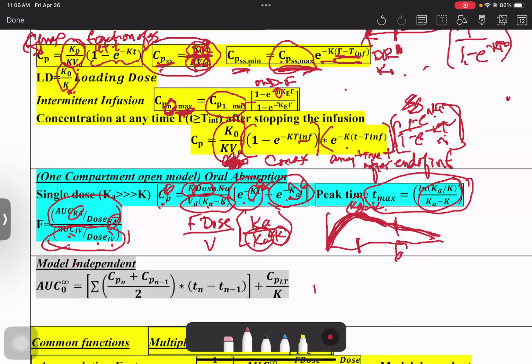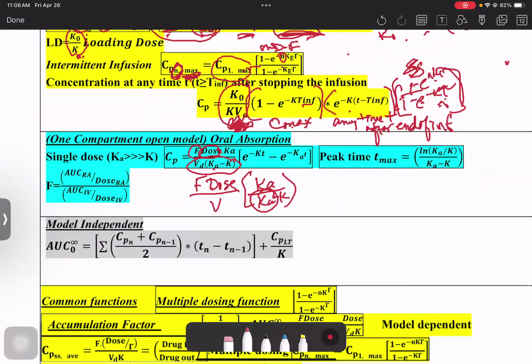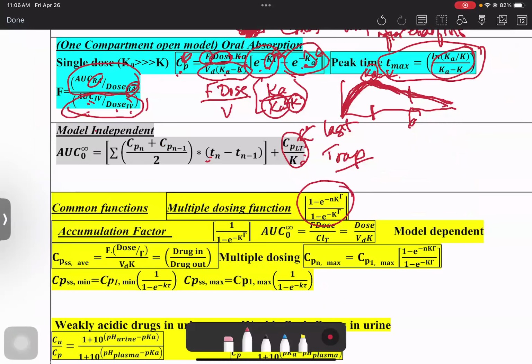This is actually a trapezoidal rule, right? So these are all the different trapezoids. And then this is just your last point divided by K, which we've already discussed. You already know the multiple dosing function. You know the accumulation factor. Takes you to steady state, takes you to dose N.